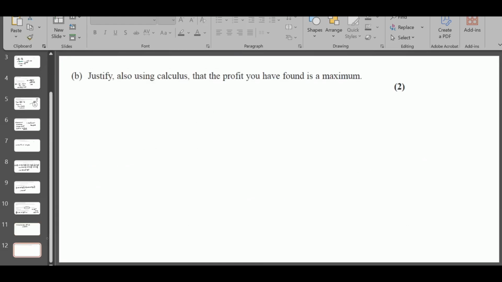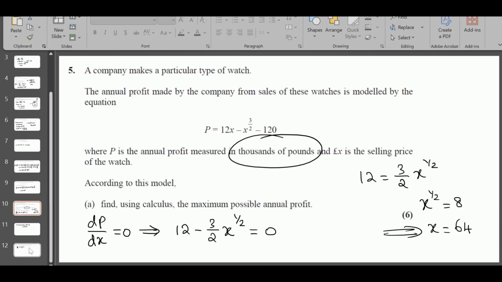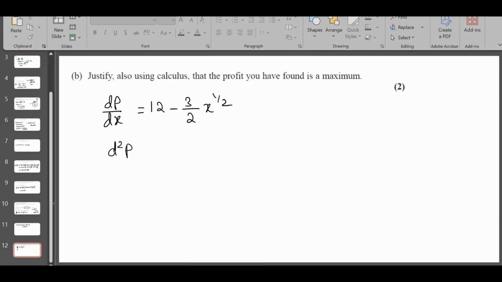The next part, justify using calculus that the profit you have found is maximum. That's when you need to find the second derivative. You have the first derivative, right? 12 minus 3 over 2 x power half, isn't it? Yeah. Let's differentiate it one more time. So you're going to get 12 becomes 0 minus 3 over 2 times half x power half minus 1, minus 3 over 4 times 1 divided by x power positive half.